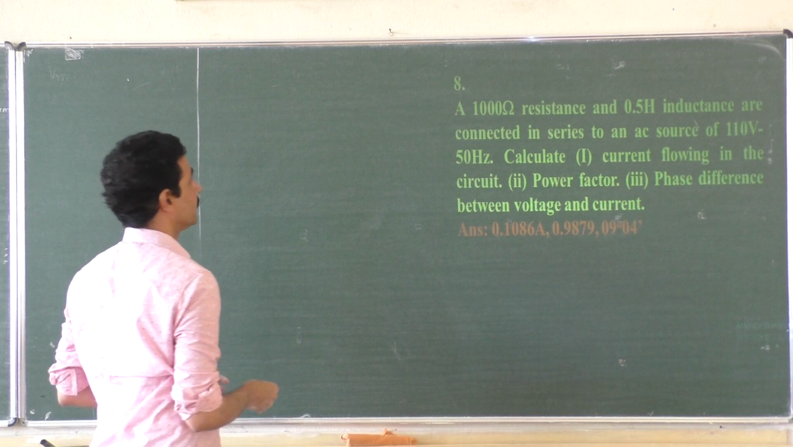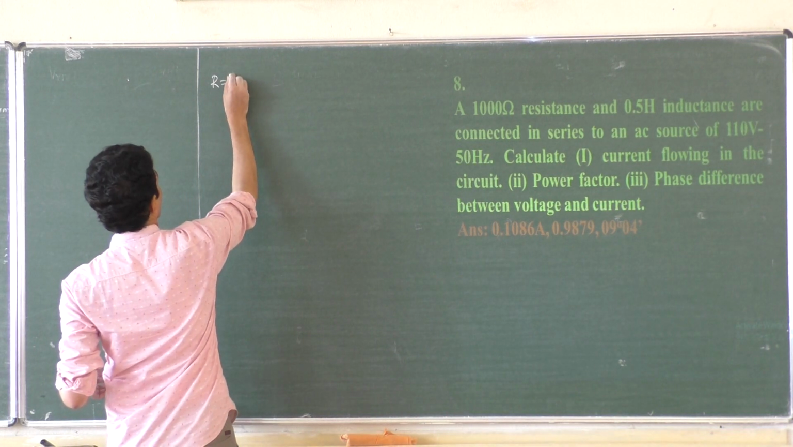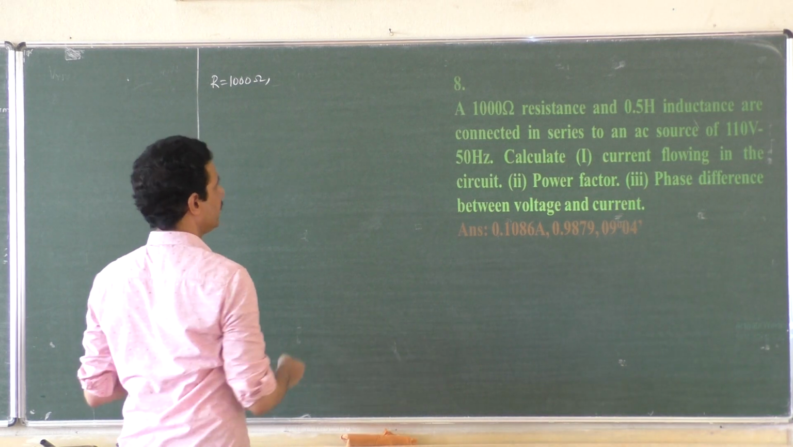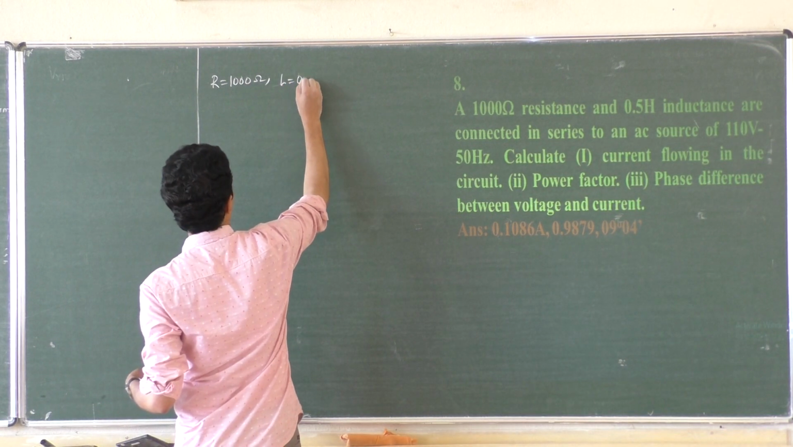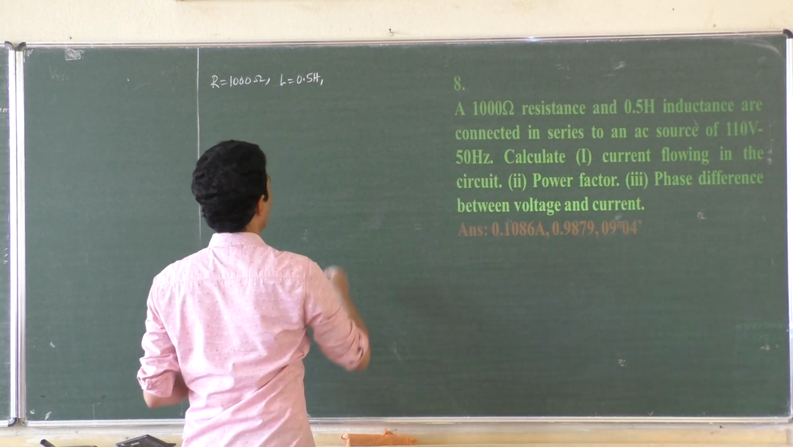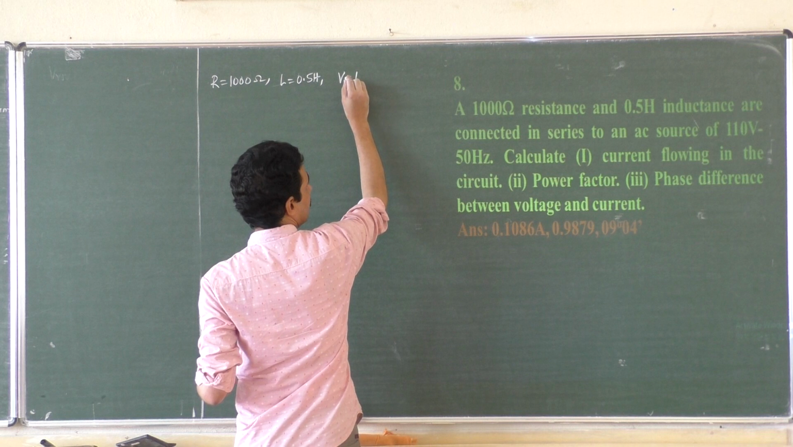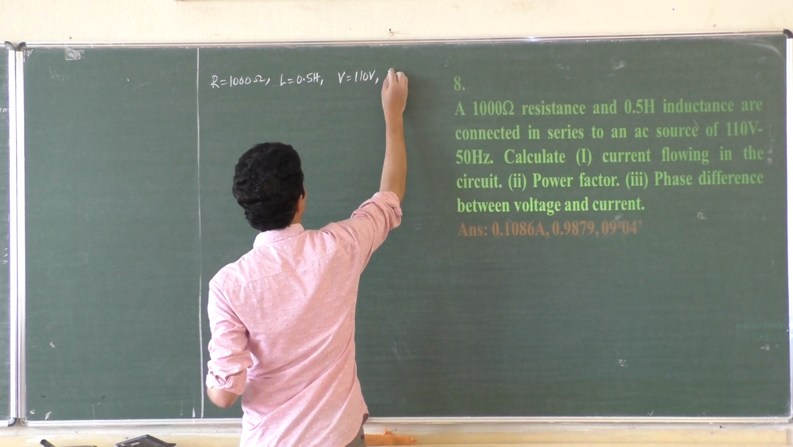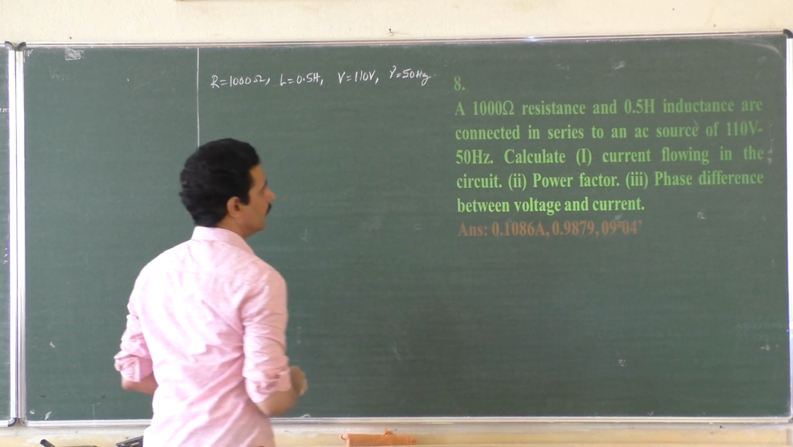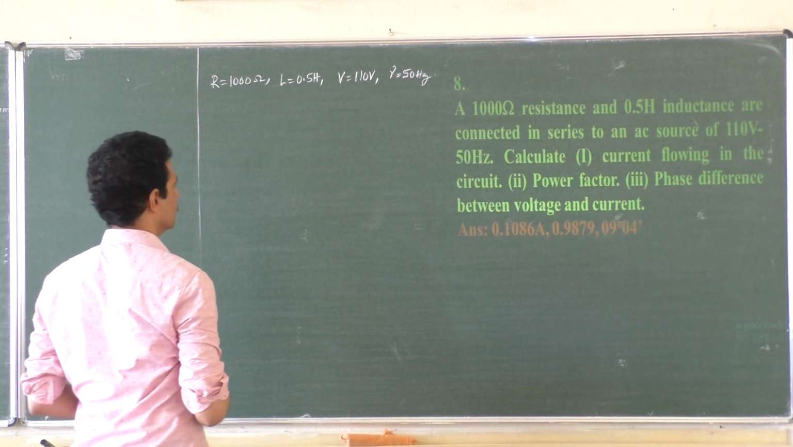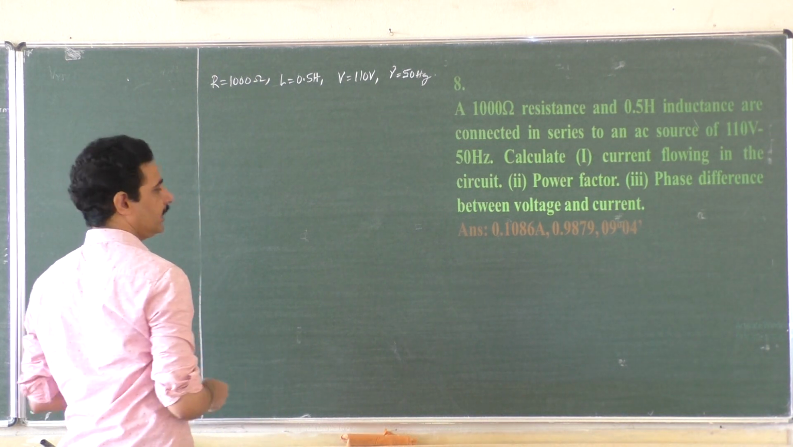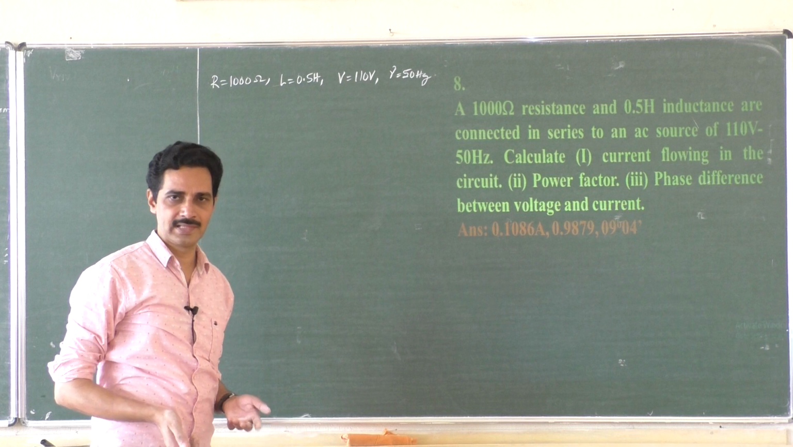A 1000 ohm resistance R, a 0.5 Henry inductance L, connected in series to a 110 volt, 50 Hz AC source. Calculate the current flowing in the circuit, phase difference, and power factor. However you look at it, you have to calculate Z, there is no other way. I is equal to V by Z.